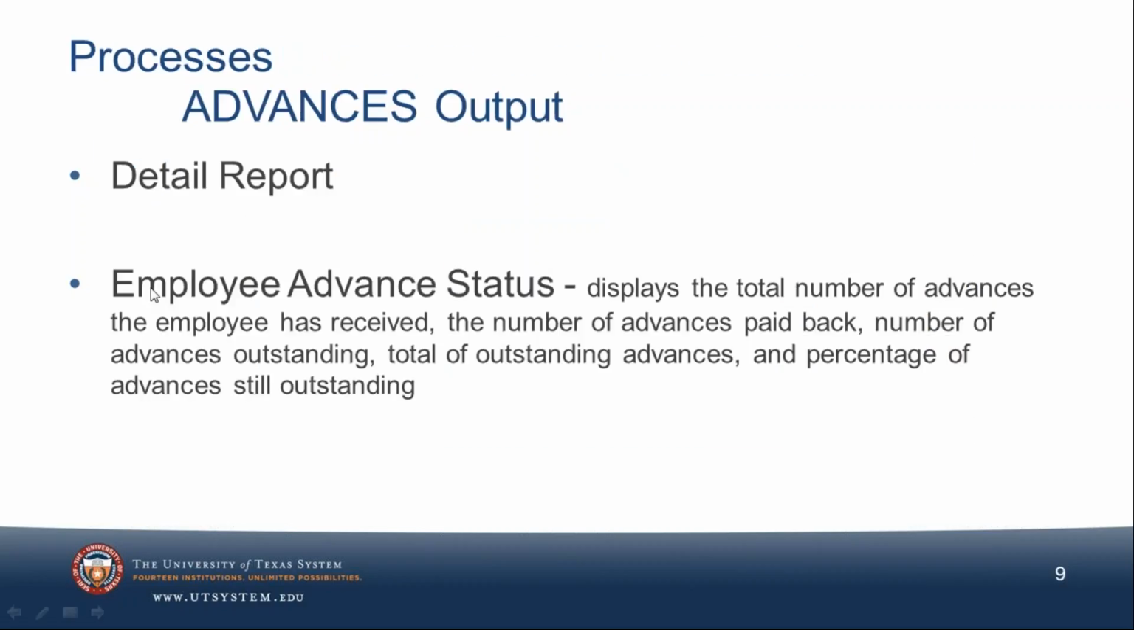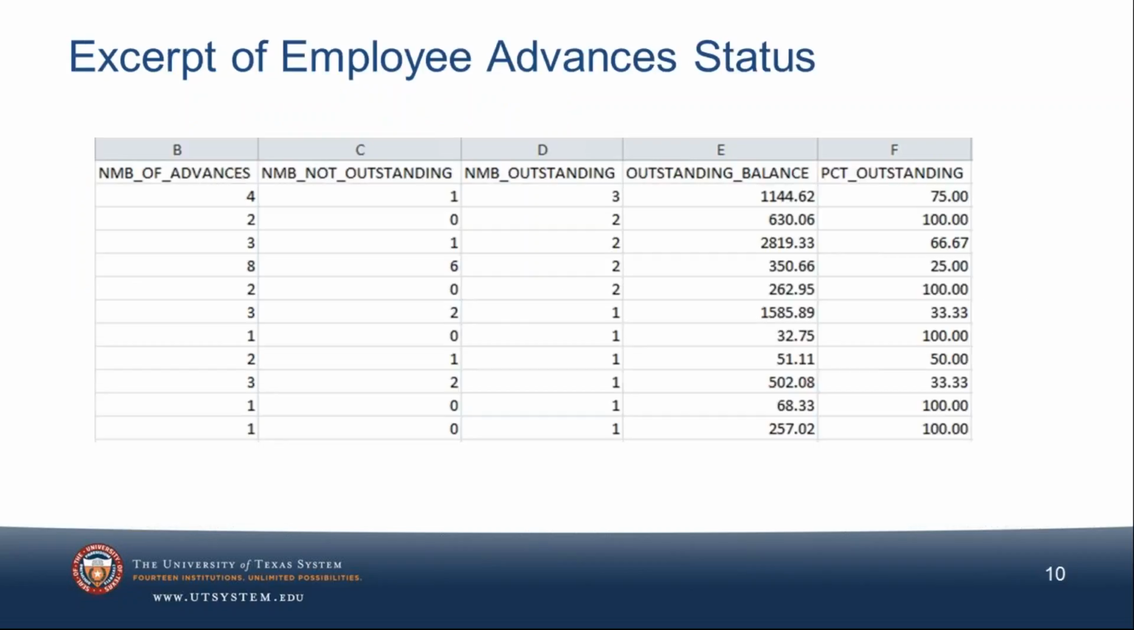Then we have this employee advance status. What this does is display the total number of advances that the employee has received in that time period, the number of advances paid back, the number of advances outstanding, the total of outstanding advances, and the percentage of advances still outstanding. Here's a screenshot of an example. I did have to take off employee numbers and such. But here we have the number of advances, the number outstanding, the outstanding balance, and your percentage outstanding.